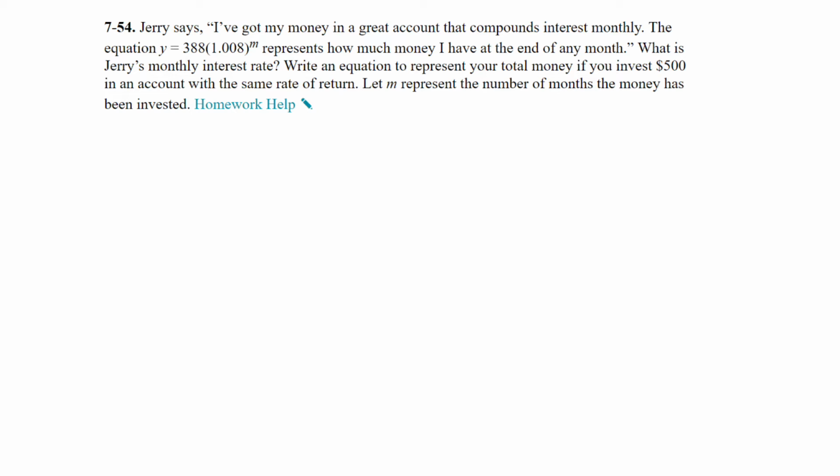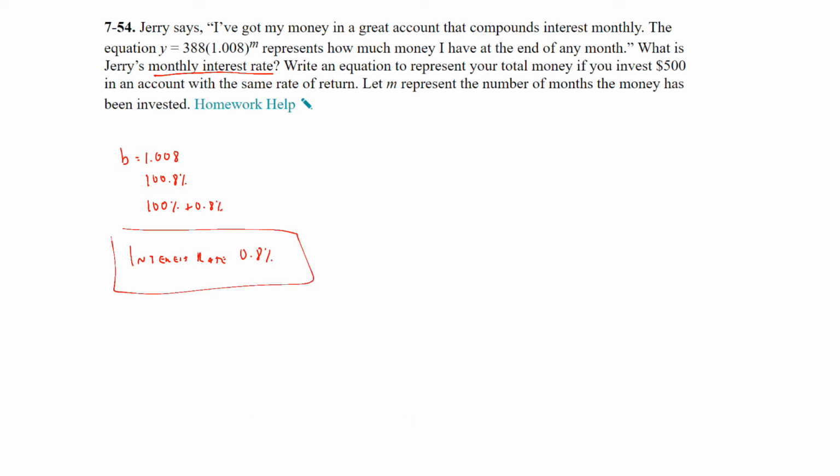All right, we got a couple questions here. The first one is we want to figure out what the monthly interest rate is. So our interest rate is our multiplier. So that'll be a value of 1.008. As a percent, that is 100.8%. But that's not the interest rate. The 100% is what you have originally. And then on top of that, you were able to add 0.8% to that. So the interest rate will be 0.8%. So that's the first question.